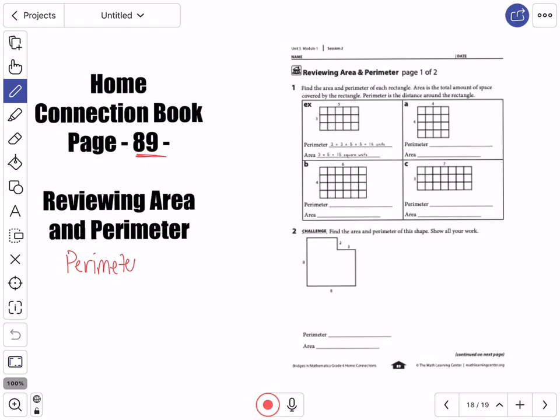You do that, and then you are also going to do home connection page 89, which is a review of area and perimeter, okay? Remember that perimeter is the distance around something. If I were to walk around a garden, for example, it would be how far did I walk, right? The distance around something. So you can see with perimeter, it would be 3 plus 3 for this side, plus 5 for this side, plus 5 for the other side. If I were to add all those together, I would have 3 plus 3 plus 5 plus 5.